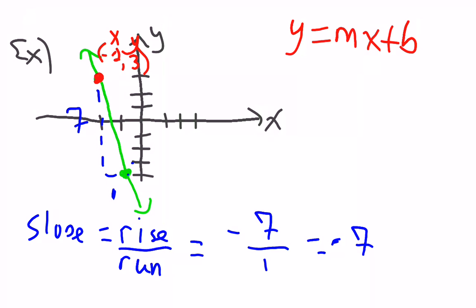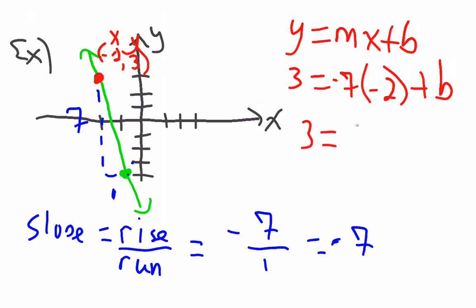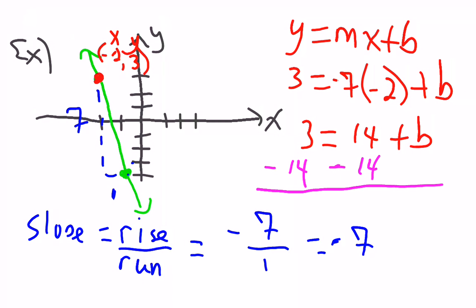All right, so our y is going to be 3. Our m we just found was -7. Our x is -2, and then plus b. Now, we have to do our multiplication. So -7 times -2 is going to be +14. And then we need to get b all by itself. So to get b all by itself, we need to get rid of the 14. So we're going to subtract 14 from both sides. And then 3 minus 14 is -11. That's 0. So b is -11.